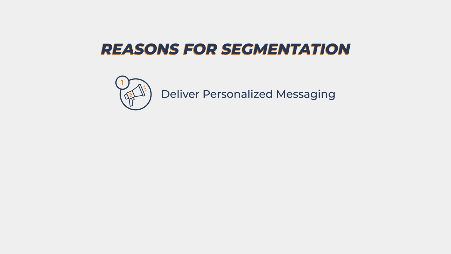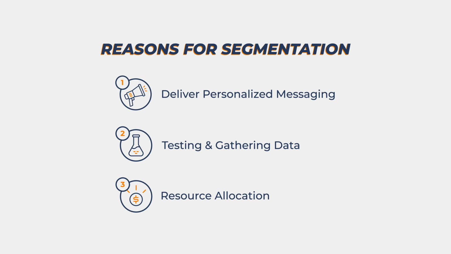The first is that you want to deliver more personalized messaging to a more specific set of people. The second is that you want to gather data on a specific group of people, maybe for testing purposes. And the last is that you want to control how much resources you put toward a select group of people, maybe like adding more advertising budget to a specific audience.